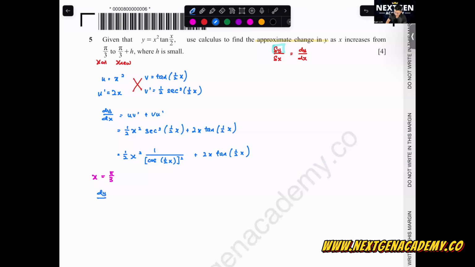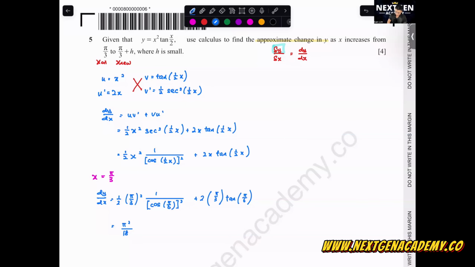Okay, dy over dx will be half pi over 3 squared, 1 over cos, okay, pi over 3 divided by 2 will be pi over 6, squared. This is how we type in the calculator. It will be cos pi over 6 squared. You have to bracket the entire thing. Plus 2 pi over 3 tangent pi over 6. Okay, do part by part. Don't need to rush the entire thing. Here will become pi squared over, okay, 2 times 3 squared, 18.